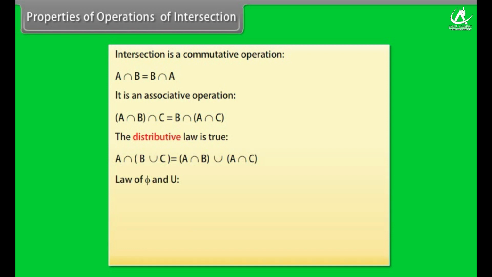Law of phi and U. Phi intersection A is equal to phi, and U intersection A is equal to A. Idempotent law: A intersection A is equal to A.